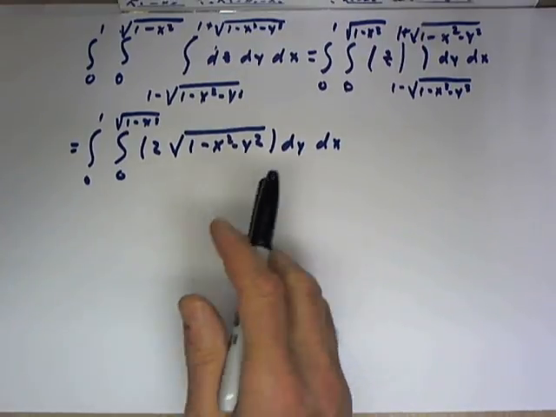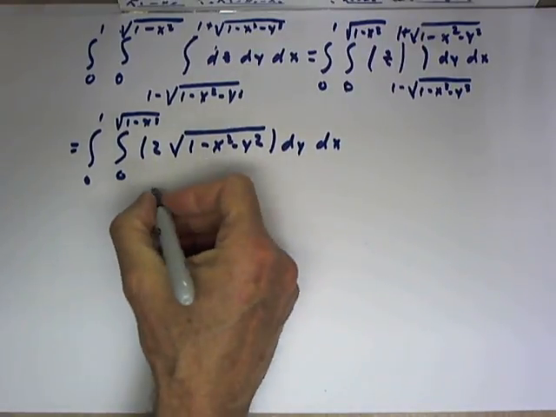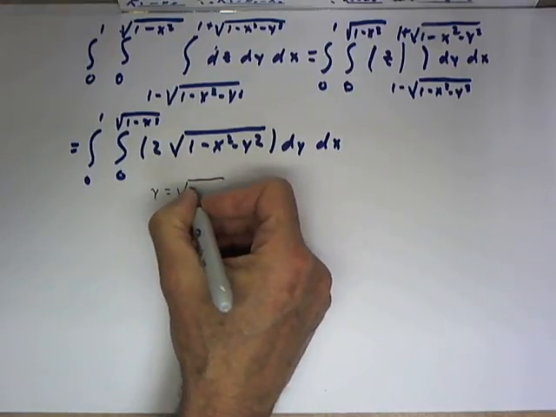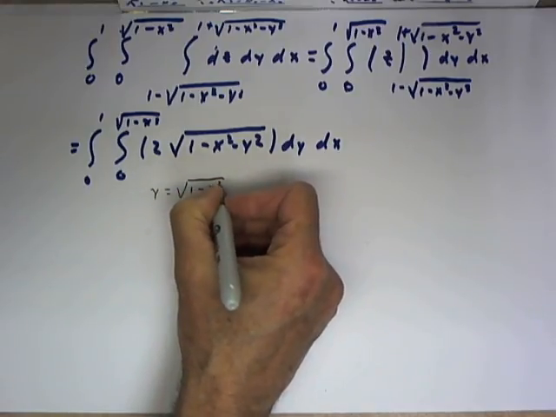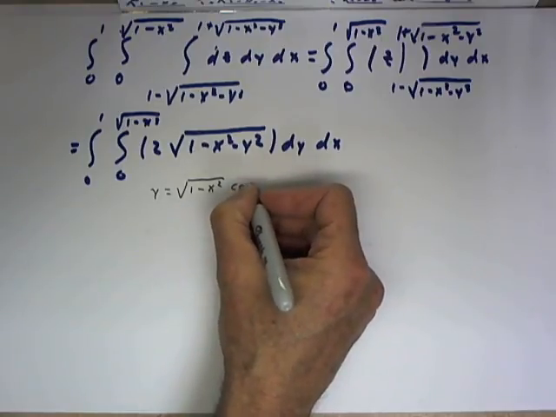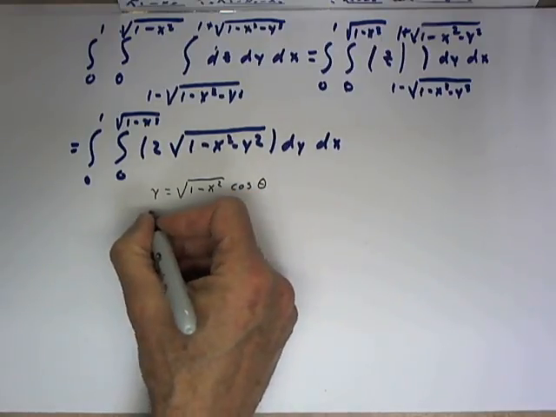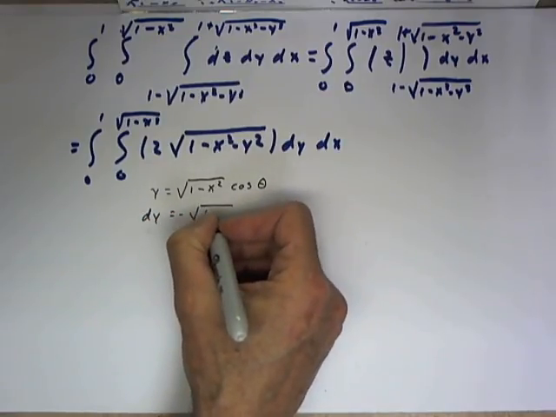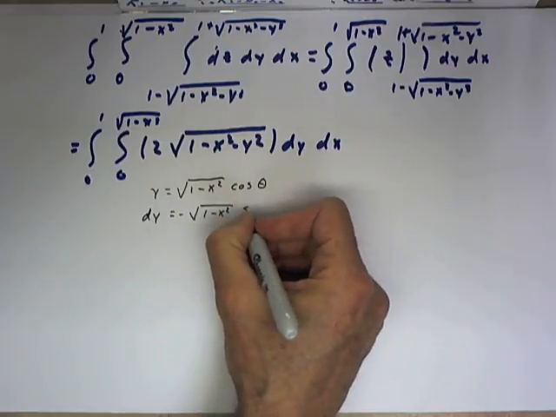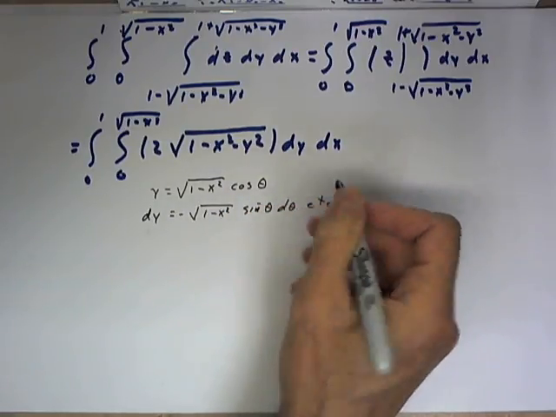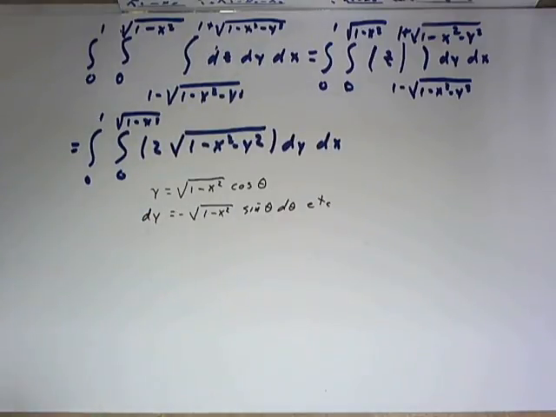Now we can make our substitution. We can let y equal the square root of 1 minus x squared times the sine of theta, or the cosine of theta. So that dy equals negative square root of 1 minus x squared sine theta d theta, etc. The identical steps that we used previously, and I'm not going to write those steps out again.